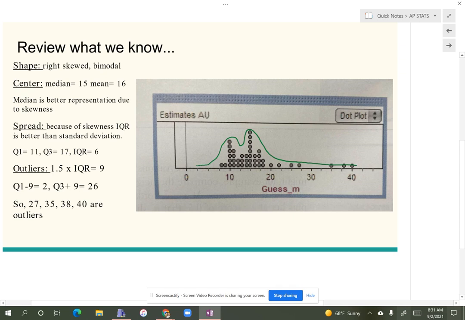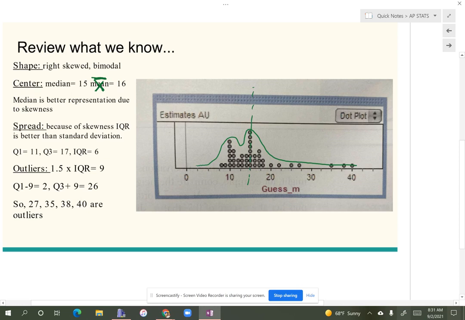Well, I don't know if the observations told you that. Yes, it did. The median was 15, and the mean, or x bar (remember that the mean and x bar are the same thing), was 16. But since this is skewed, it is better to use the median. So you would use 15 as the center.